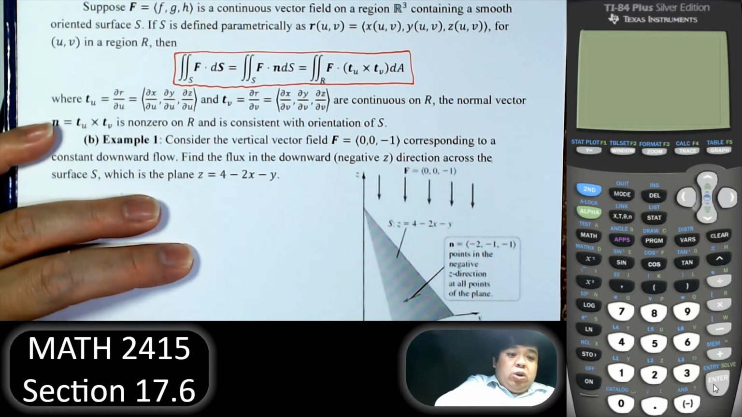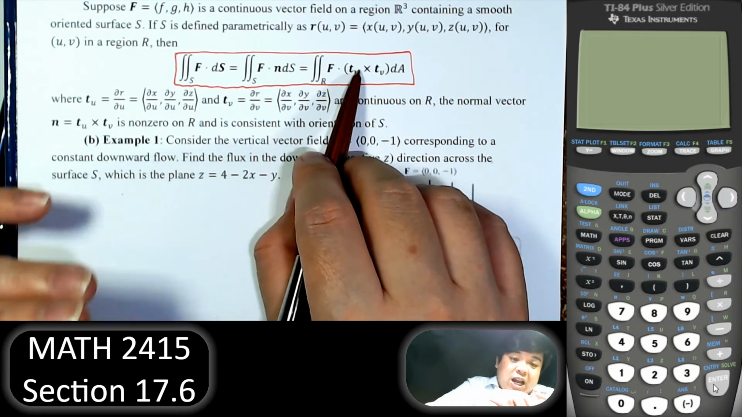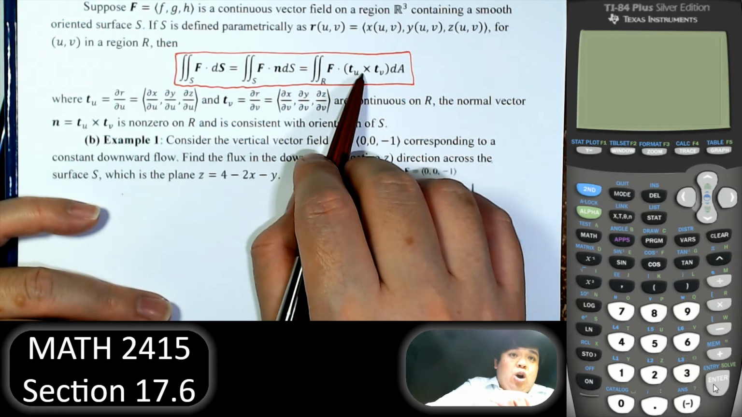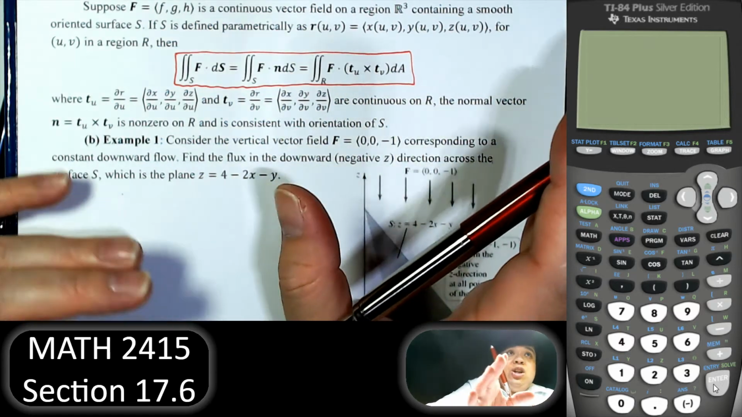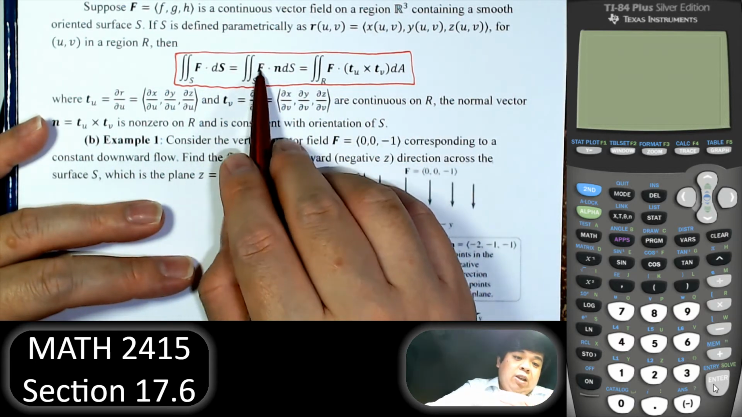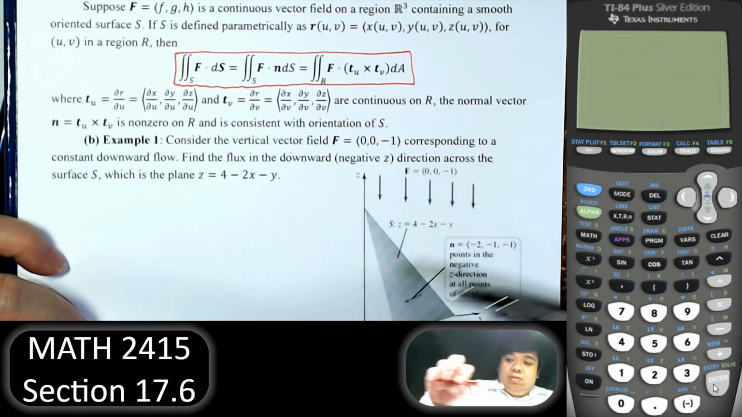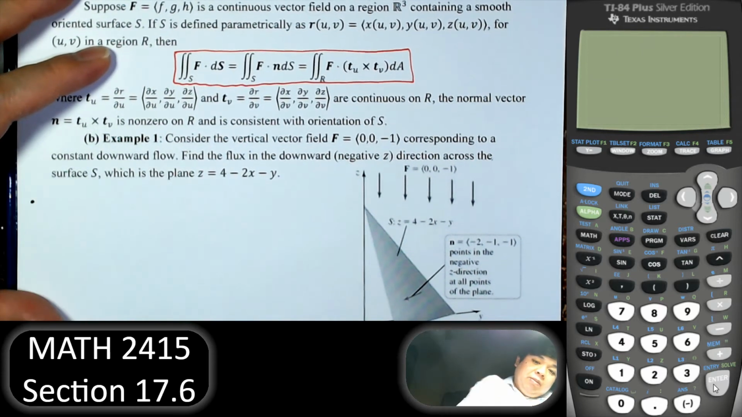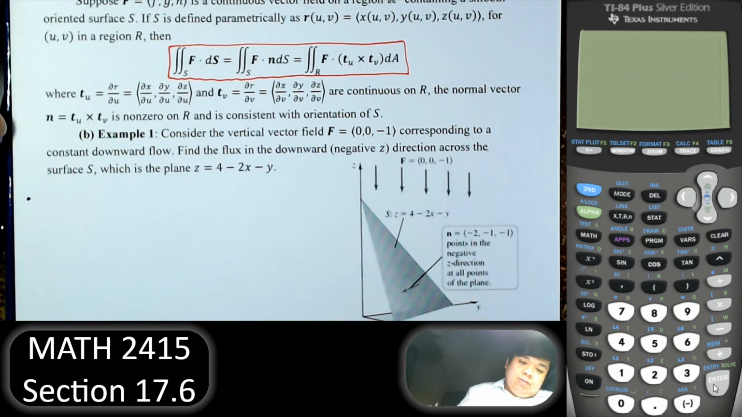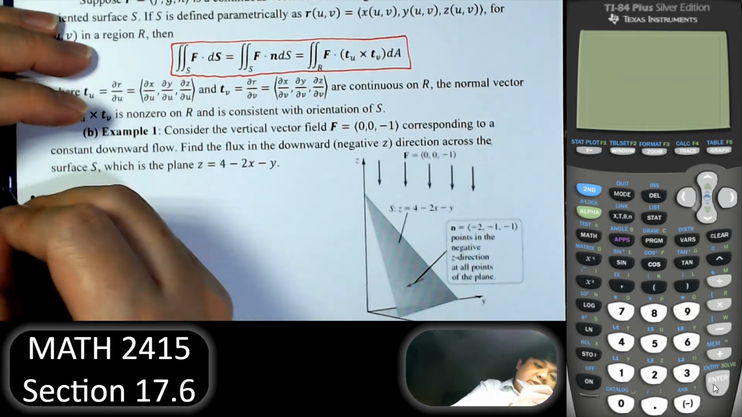Instead of using the magnitude of the normal vector, we just write the normal vector and then take the dot product with the vector field. So that's the whole difference there. The vector field in terms of the parameters, then dot with the normal vector. Pretty standard here. So first, parameterize the surface.